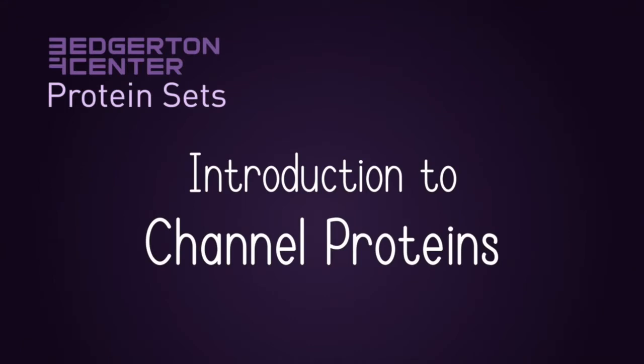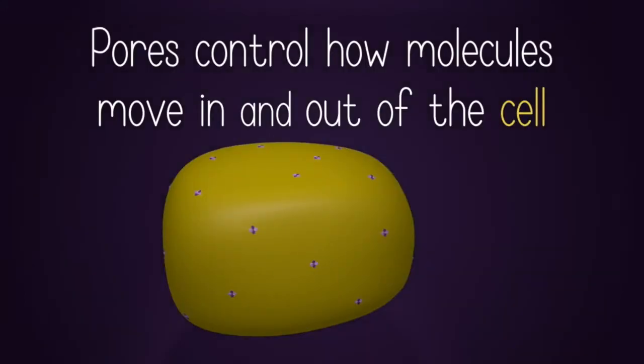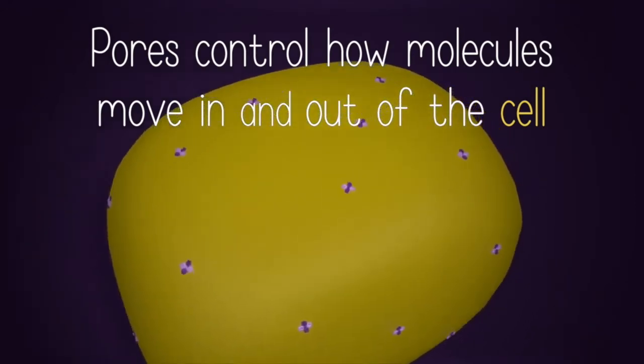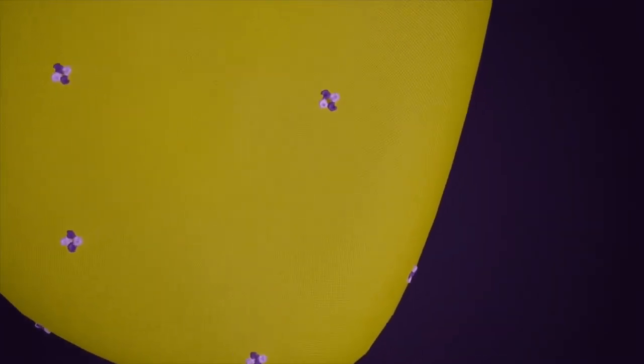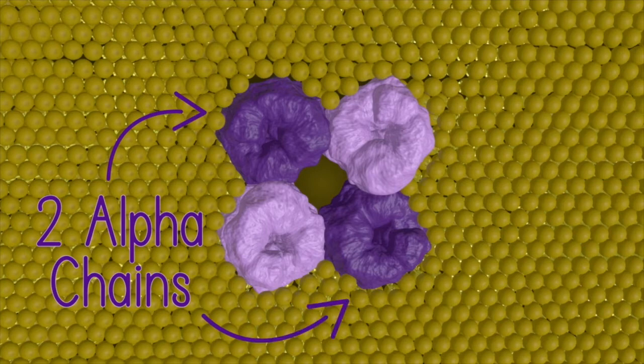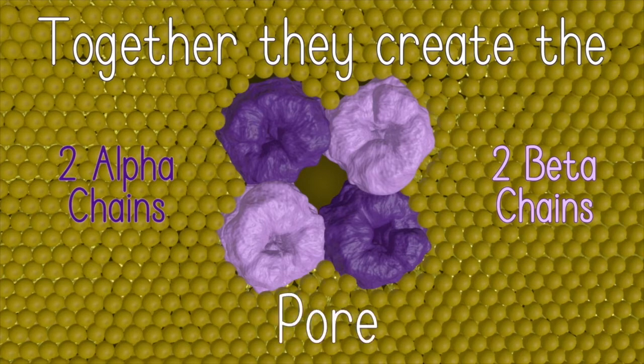The MIT Edgerton Center presents Introduction to Channel Proteins, to be used with the MIT Edgerton Center protein set. Channel proteins create pores in the cell's membrane. Pores control how molecules move in and out of the cell. This channel protein has 4 chains, 2 alpha chains and 2 beta chains. Together, they create the pore.